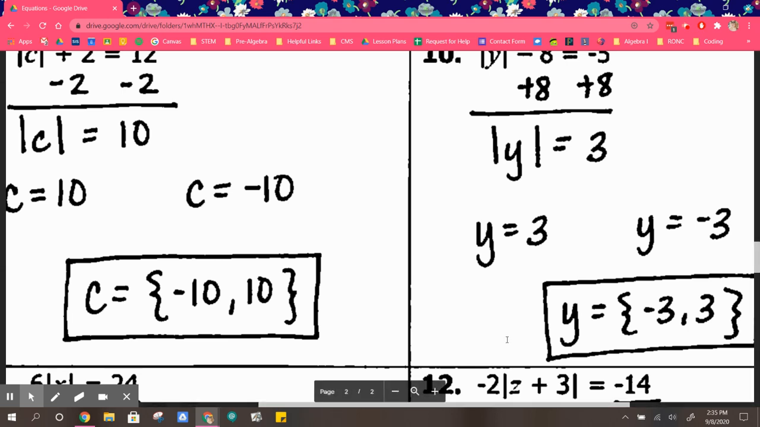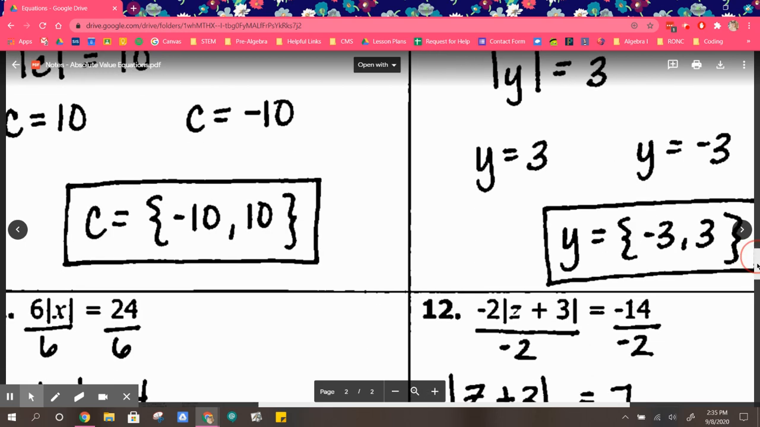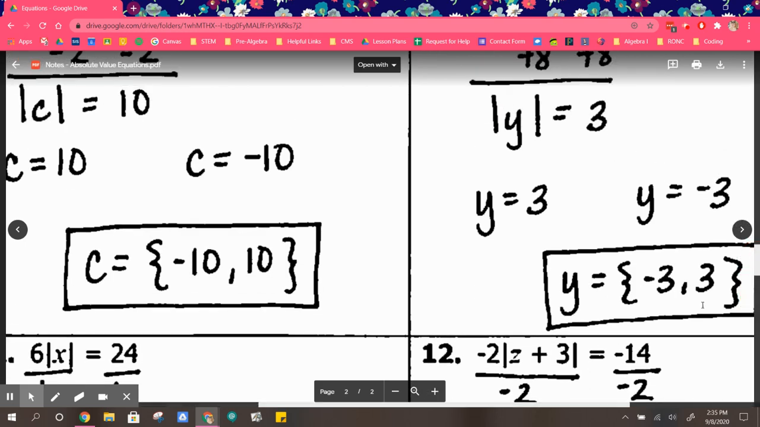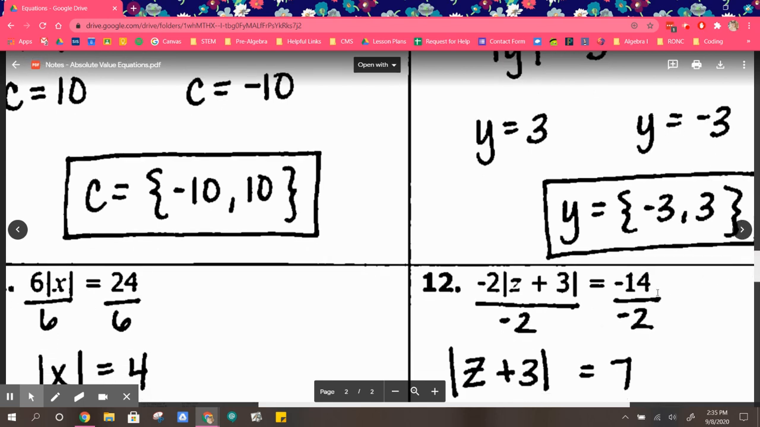All right, so to solve this, the first step is to get rid of that outside stuff. So we have to get rid of that -2. So we're going to go ahead and divide both sides by -2 first. And then we're left with the absolute value of z plus 3 equals 7.